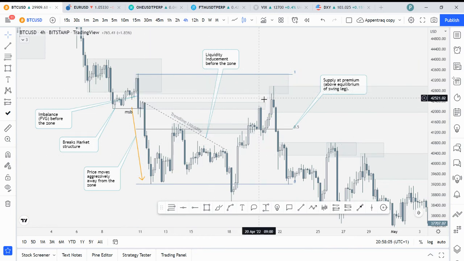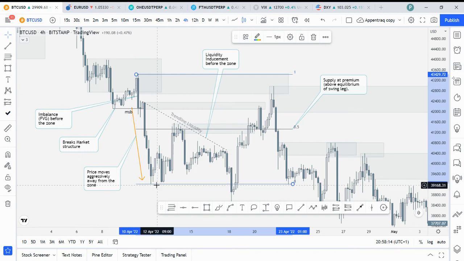So when you're mapping out your supply zone, you want to check to be sure that your supply zone is above the equilibrium level when you draw a fib from the high to the low of the previous impulse leg. All right. Once you check that your supply zone meets all of these criteria, or your demand zone meets all of these criteria, it is more likely going to hold. Okay, it is more likely going to hold.